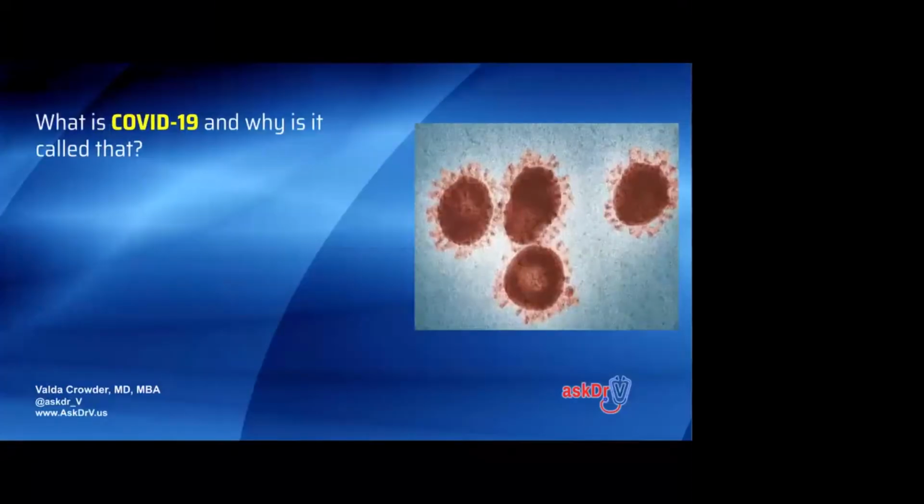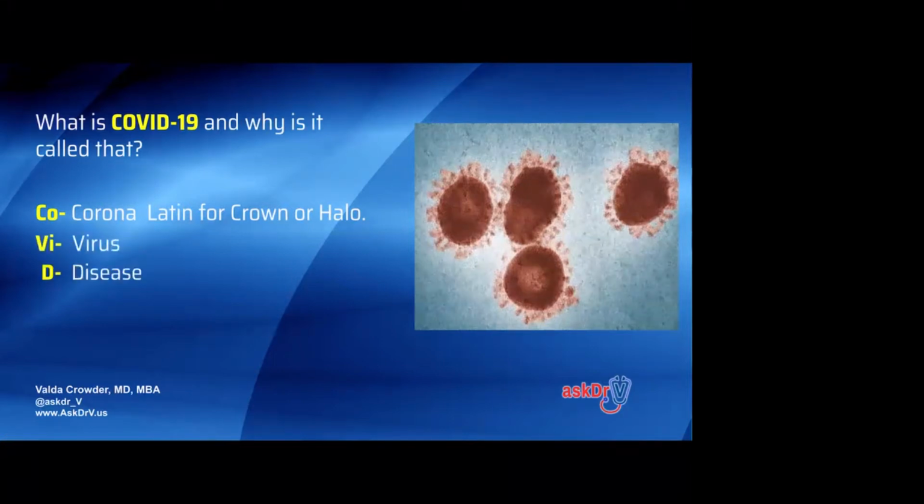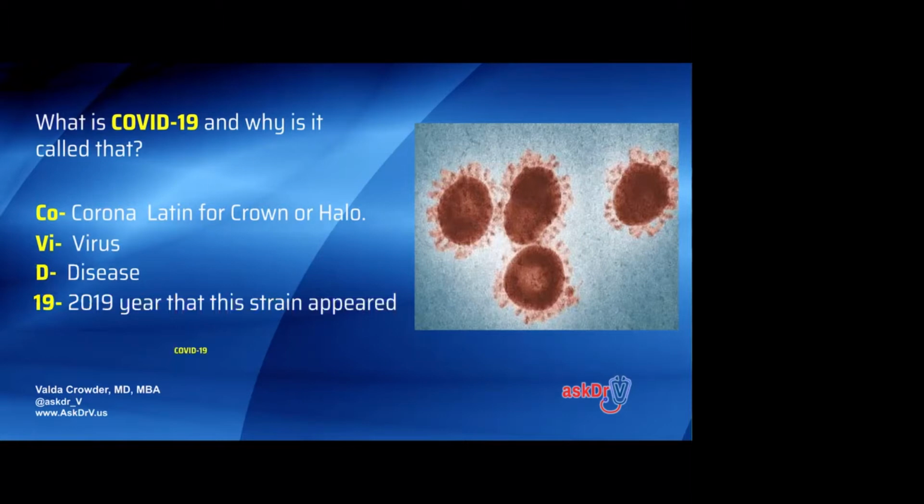So why is it called COVID-19? I get asked this question a lot. CO is for corona, which is Latin for crown or halo. When you look at the molecule under a microscope, it actually looks like a halo or a crown is around it, which is the picture to the right. VI is virus, D is disease, and 19 is 2019, and that is the year that the strain was first clinically appearing in patients, and hence the name COVID-19.